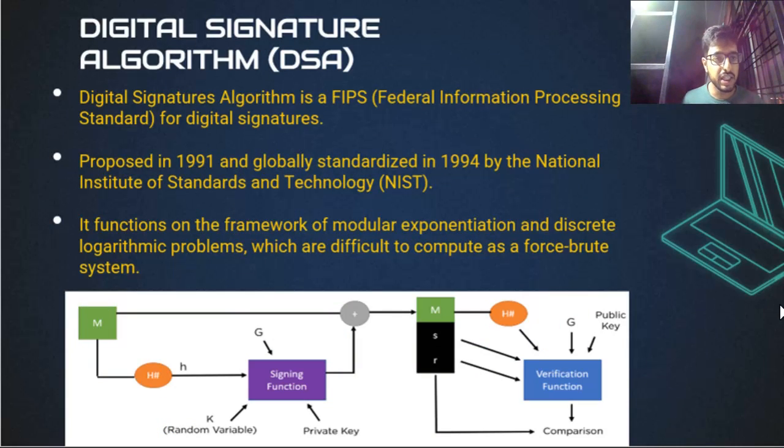Let us look at the digital signature algorithm. Digital signature algorithm is a FIPS, Federal Information Processing Standard for digital signatures. It was proposed in 1991 and globally standardized in 1994 by National Institute of Standards and Technology. It functions on the framework of modular exponentiation and discrete logarithmic problems which are difficult to compute as a brute force system.